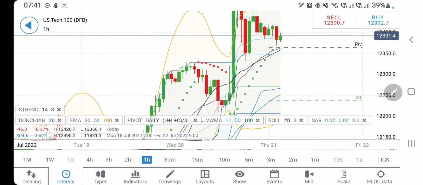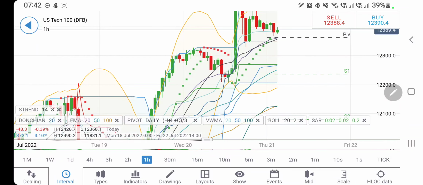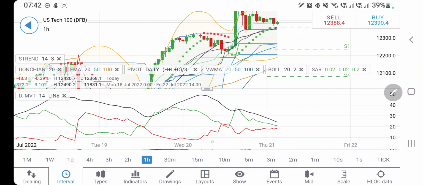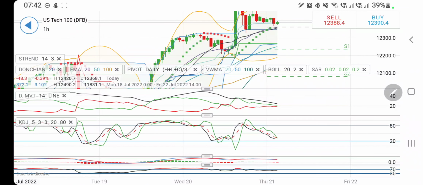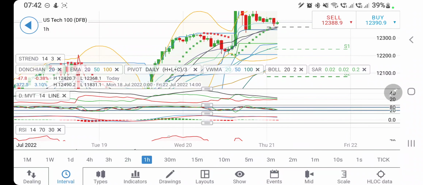Only if you see it trading below 12,320, we may see it dropping further towards 12,250, 12,200 levels. In fact, it can drop towards 12,150. Directional movement is bullish, trying to converge. Stochastic is at the bottom. MACD has crossed over for a sell, and RSI is comfortable.